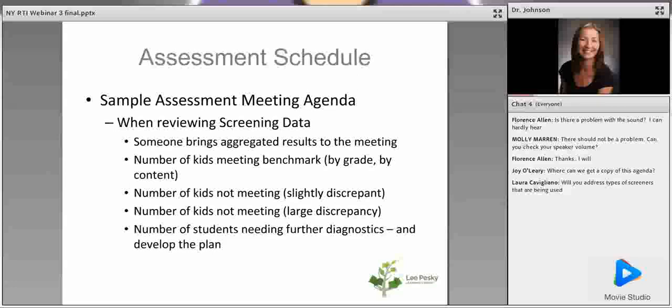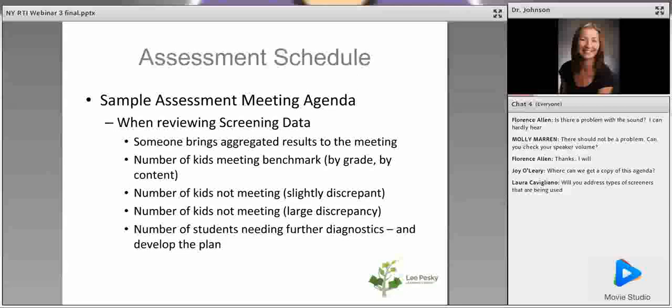who is meeting benchmark and which kids are not meeting benchmark. And for that at-risk pool, if you remember our screening process that we looked at last week, we want to look at both kids who are slightly below benchmark and those kids who are really below benchmark, right, or who have a large discrepancy, because we're probably going to have different intervention needs for those two groups. Right? And then we want to also know how many of our students need further diagnostic information, and then have a solid plan for how and who is going to collect that diagnostic information.